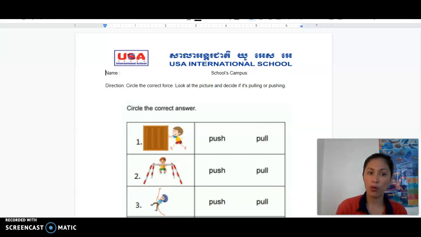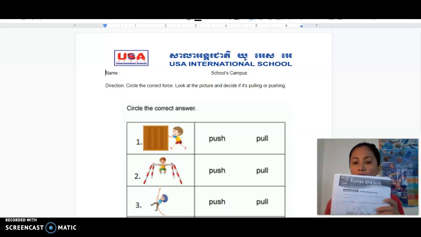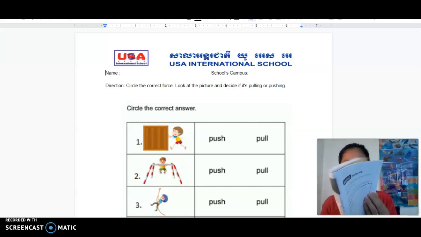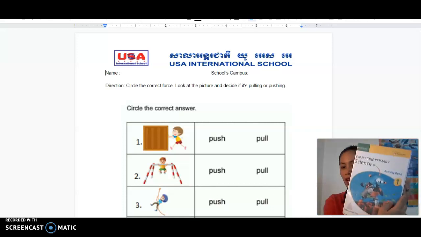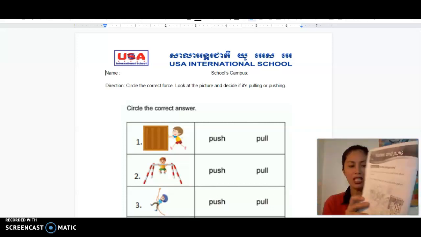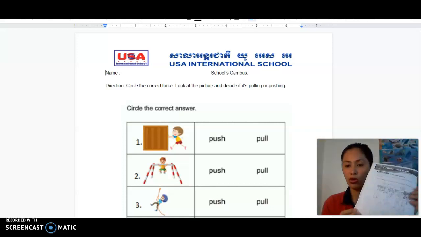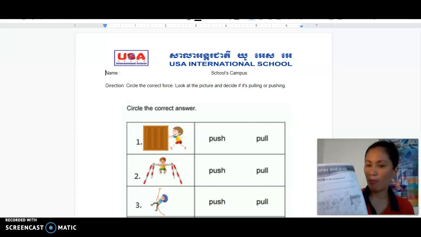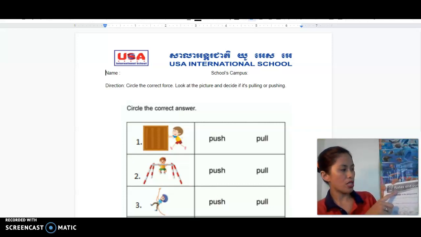So before we talk about and review your assignment from yesterday, I'm going to show you your homework for today. Okay, so this is your science activity book and I want you to open it to page 22. This will be your assignment for today. In this book, it says pushes and pulls.